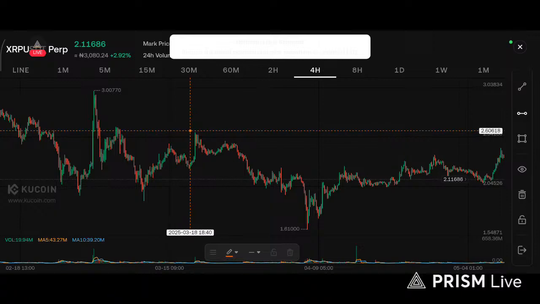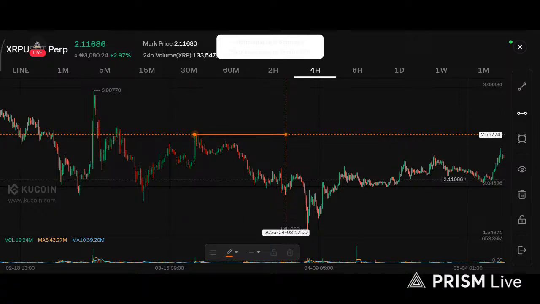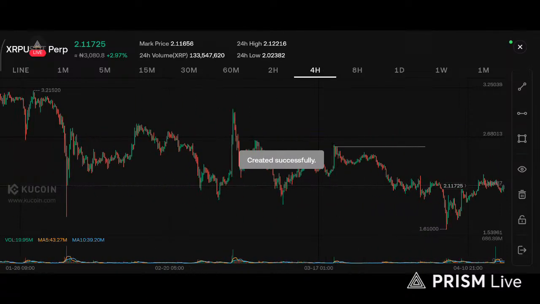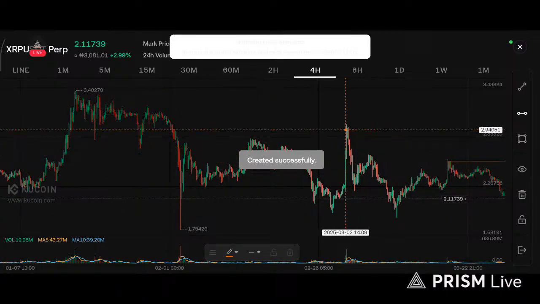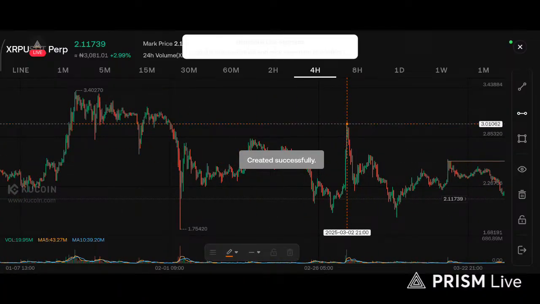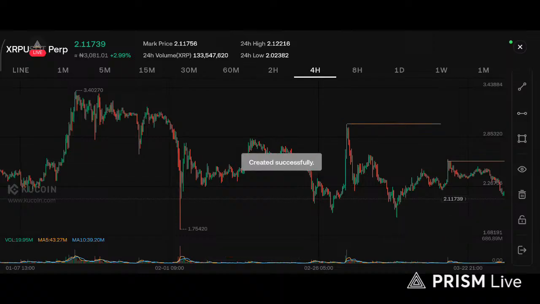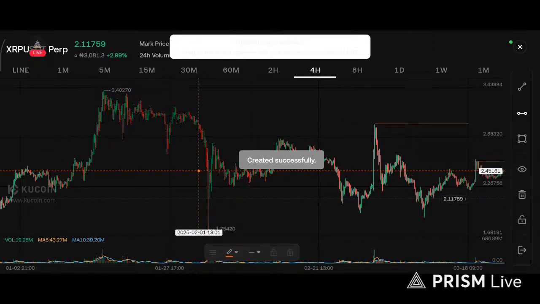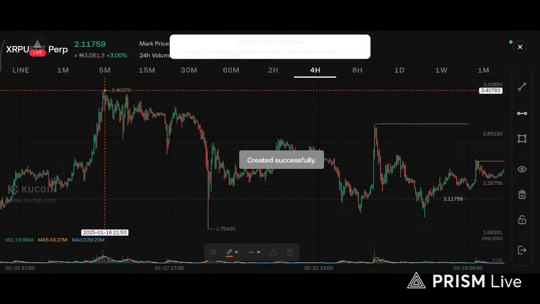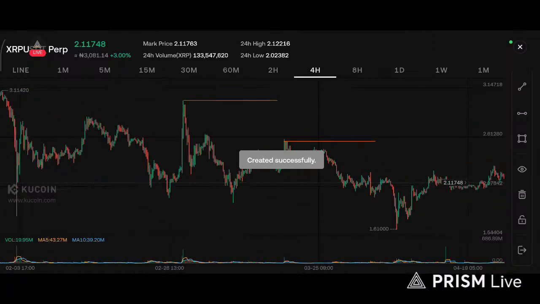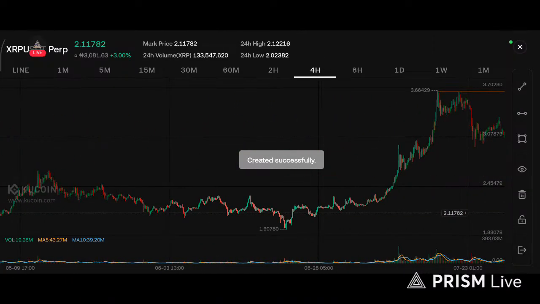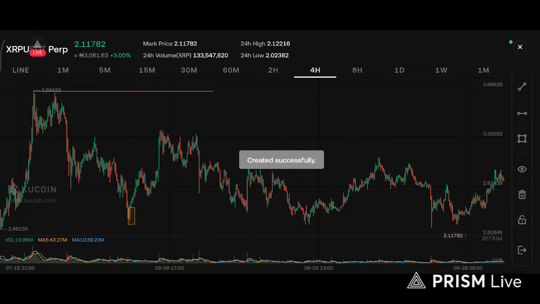This is an internal liquidity. This is an internal liquidity. This is an external liquidity. Have you seen it? So that is just a little scenario.